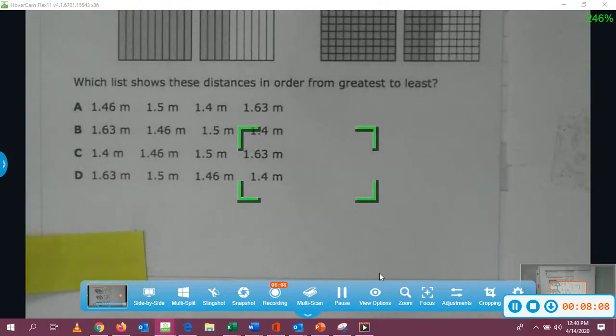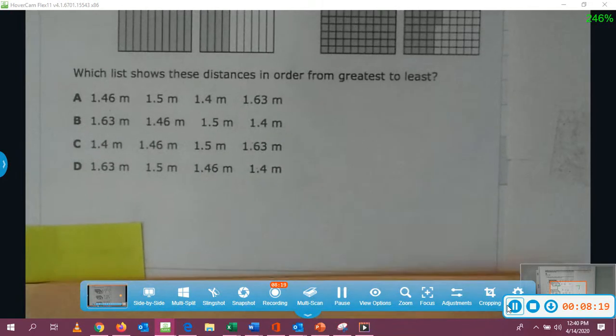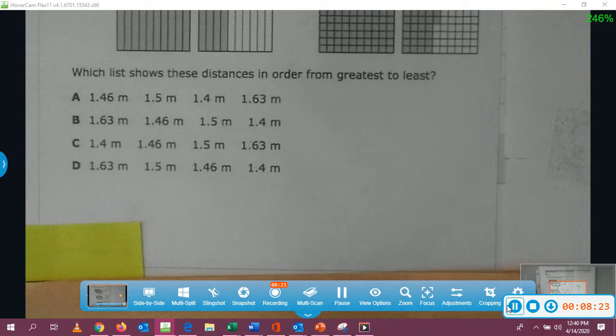Okay. So let me line these up. I'm going to do this on paper because I need to write them big. Okay, so you have 1.46.